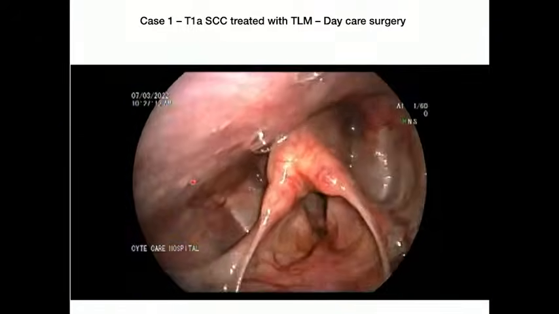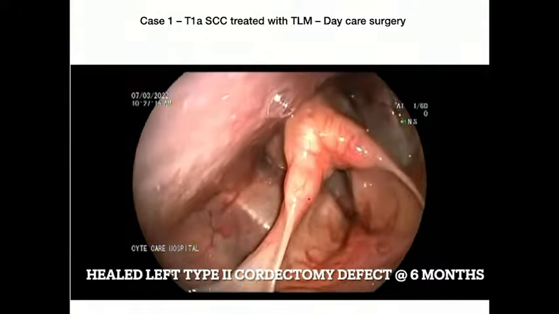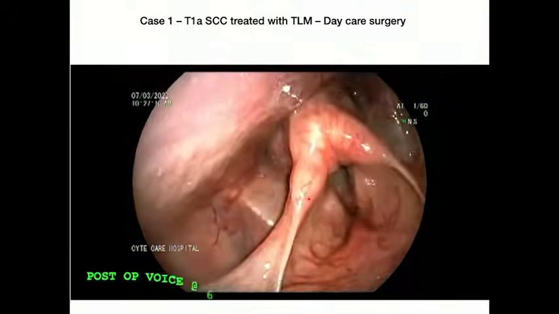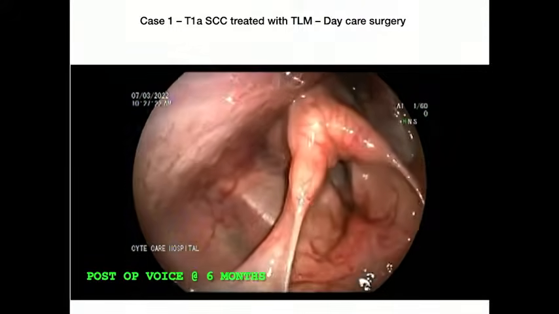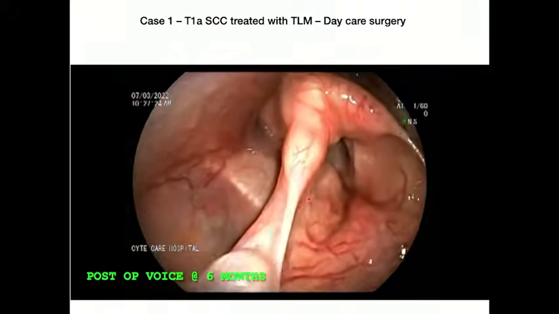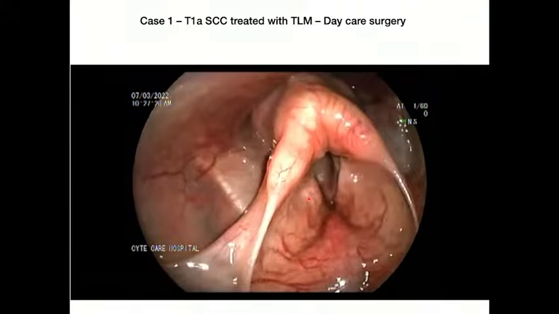The first cut we make is at the anterior commissure, because once we cut the posterior part, the anterior commissure will fall back and it will be difficult to visualize. So do the anterior commissure, then come around, get margins, and send it for histopathology. You can see this is the thyroarytenoid muscle, from the vocal process to the anterior commissure. This is how it heals.